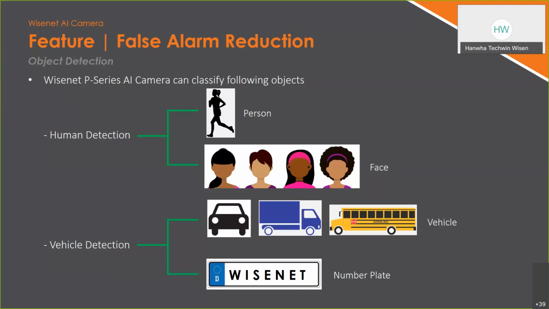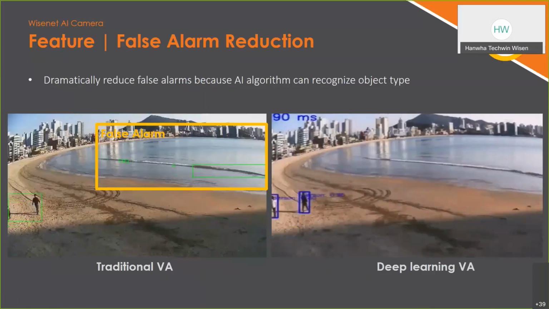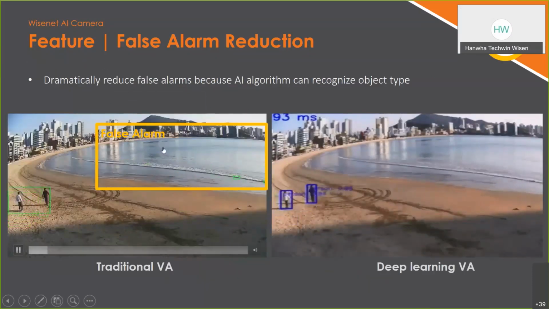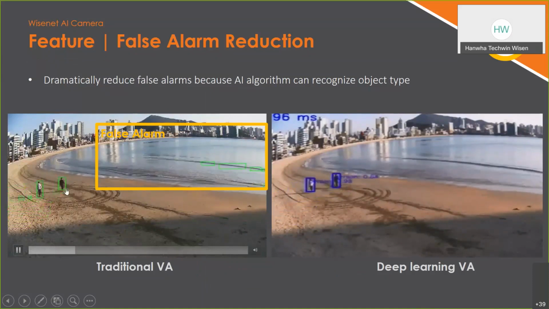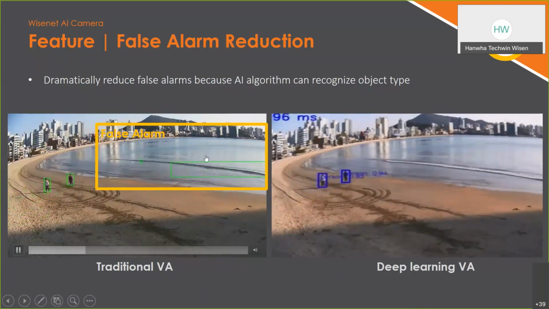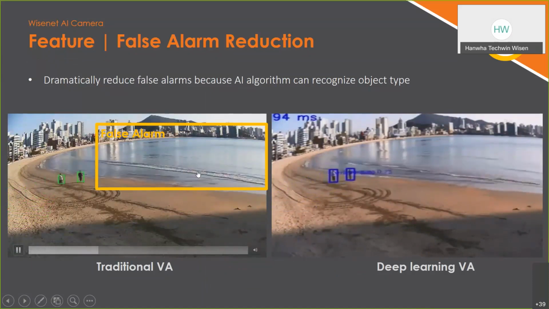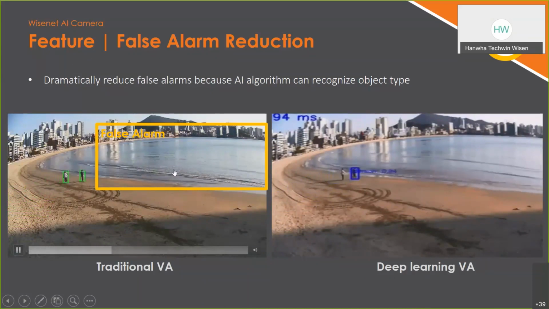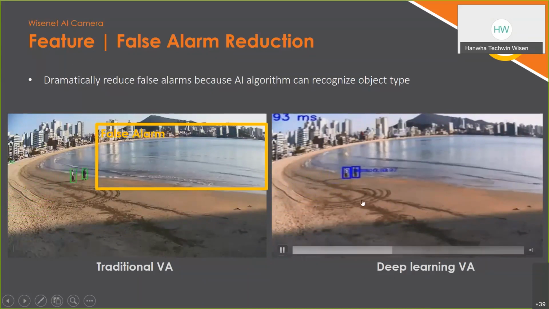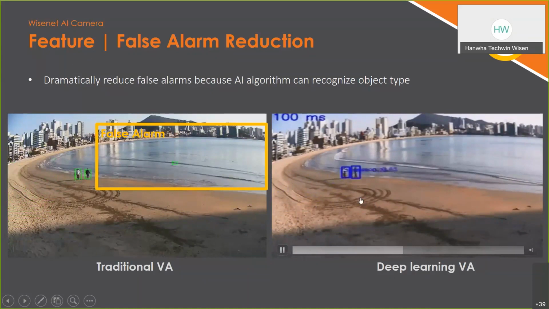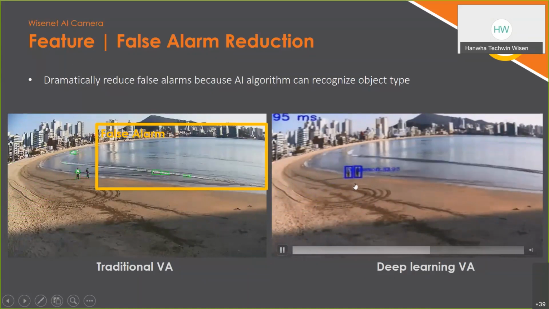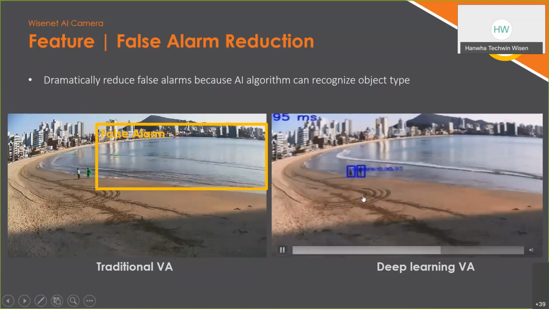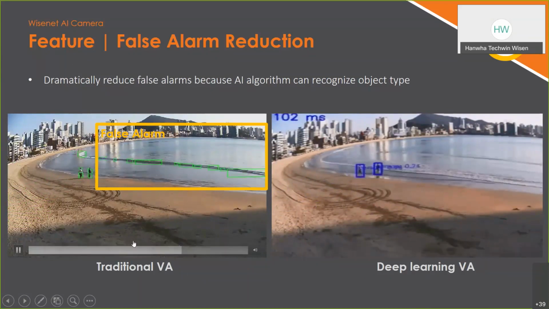Okay, let's see a simple video clip, for example. On the left-hand side, this is just normal video analytic for motion detection. So you can detect not only humans, it will detect every motion, every pixel change from the scene. So that means there will be huge false alarms. But on the right-hand side, you can see the camera can detect only humans, so it will ignore everything else. So that means you can reduce false alarms.